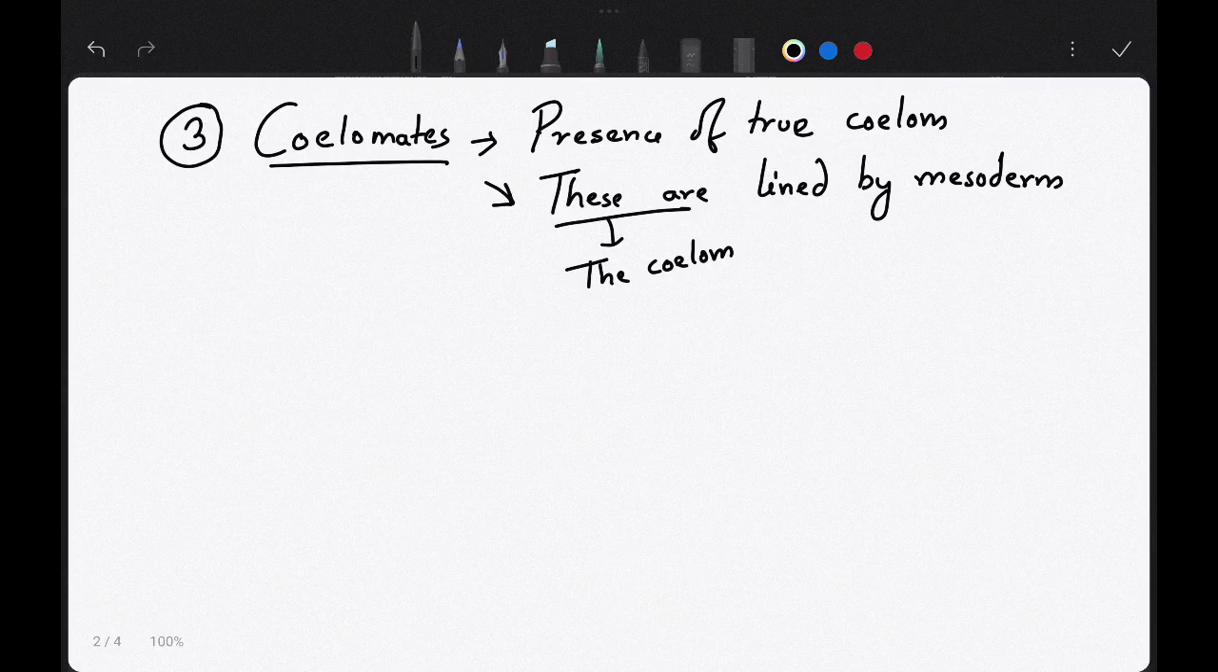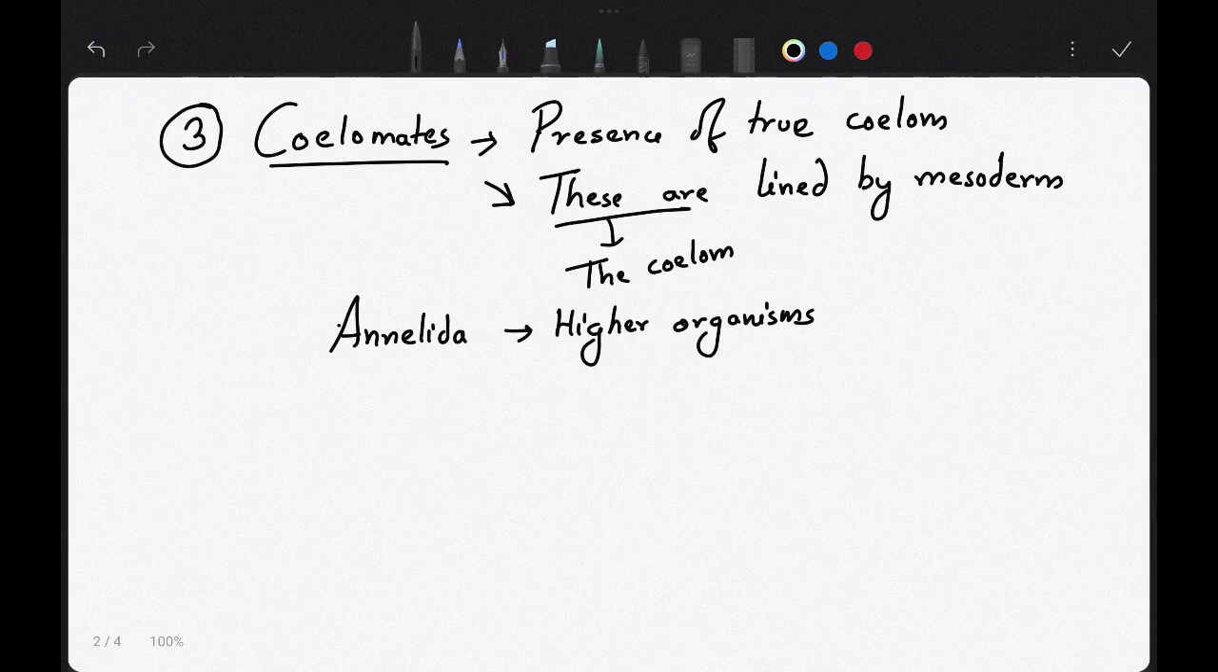Now I will give a comparative figure of both the pseudocoelom and coelomates. First let me give the examples. Examples are from Annelida to higher organisms. All forms of organisms from Annelida to higher organisms are coelomates. Understood? Annelida, Arthropoda, Mollusca. Okay, understood?